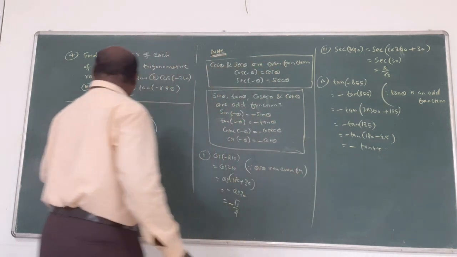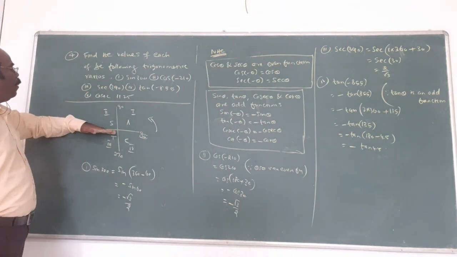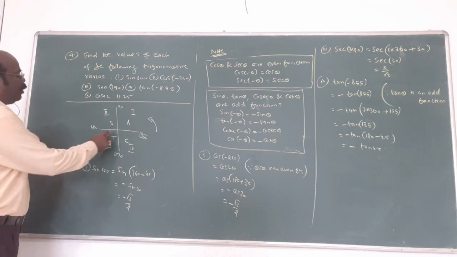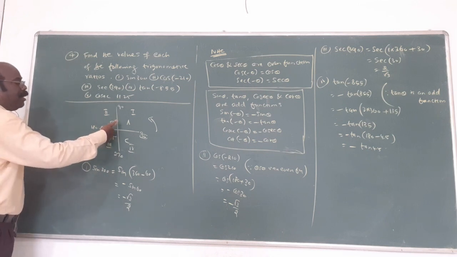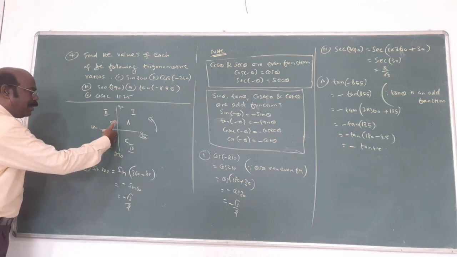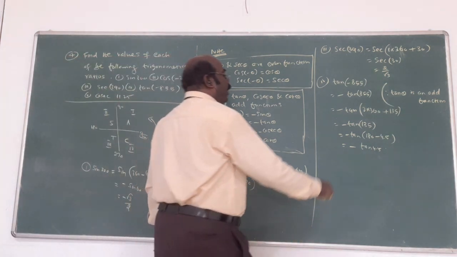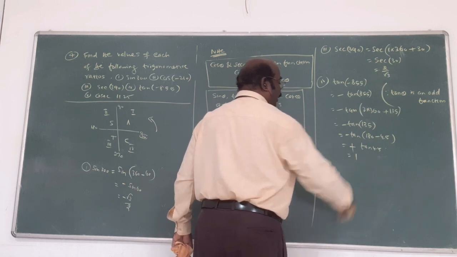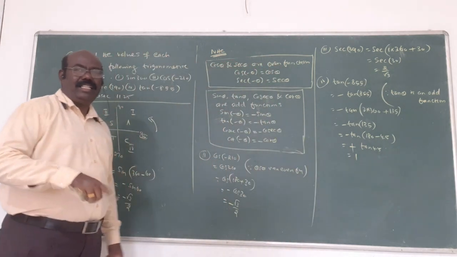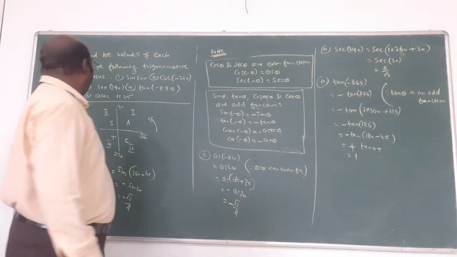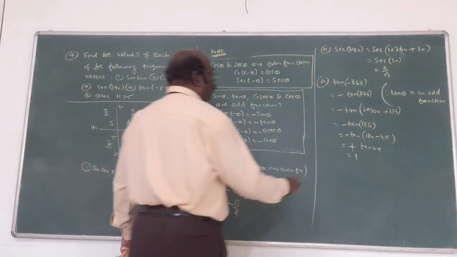Now tan of 180 minus 45: 180 minus 45 means second quadrant. This is the only line, the second line. Plus something means move this side, minus something means move this side. That is the second quadrant. In the second quadrant, only sine is positive, that's why plus will come. That is the answer. Already a minus is there, that's why plus. Next one, the fifth one.